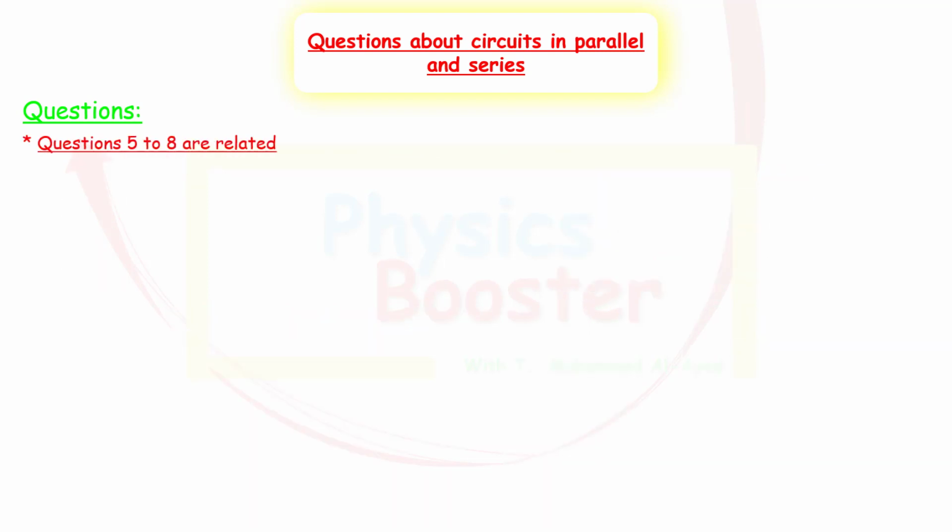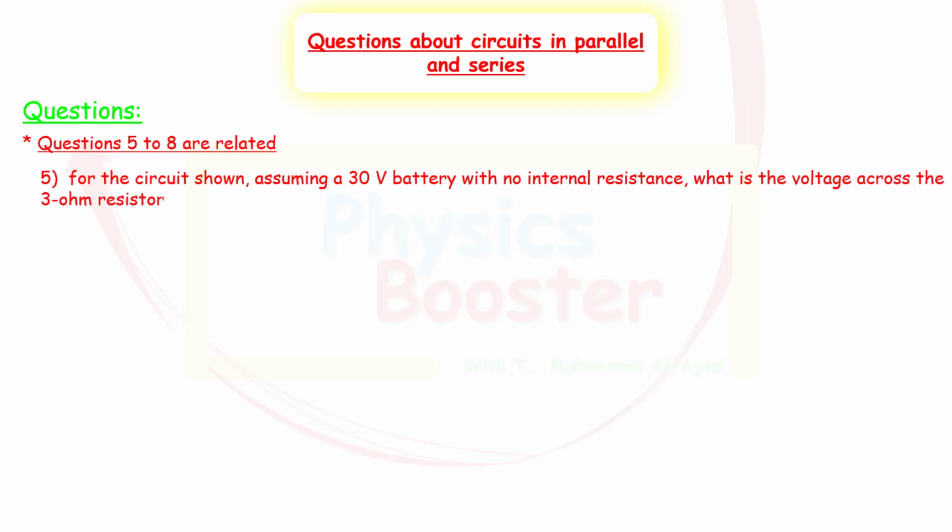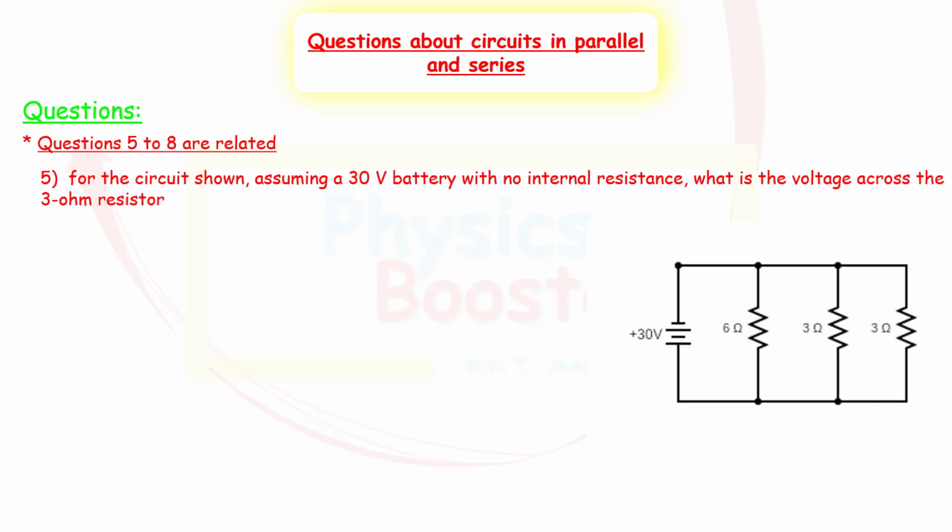Next problem. Questions 5 to 8 are related. For the circuits shown, assuming a 30-volt battery with no internal resistance, what is the voltage across the 3 ohm resistor? So it's asking about the voltage, or the potential difference, across the 3 ohm resistor. So I will ask myself, is this a parallel or a series circuit? It's clearly a parallel circuit.